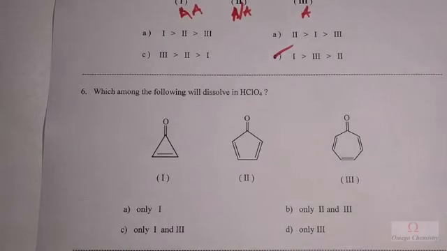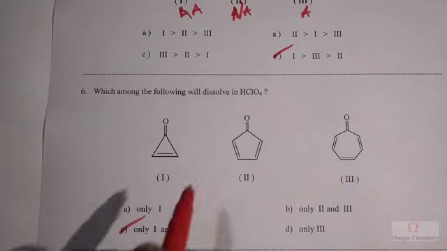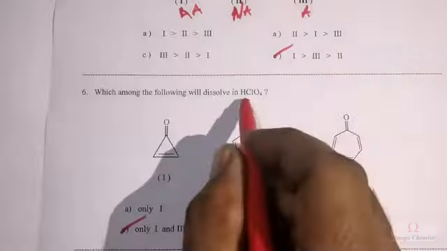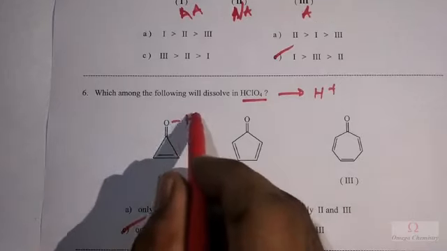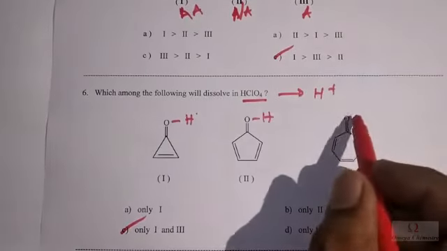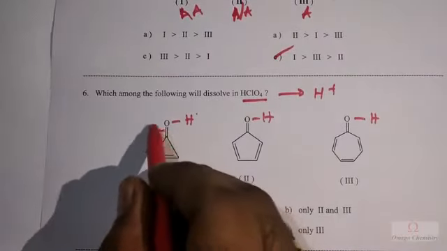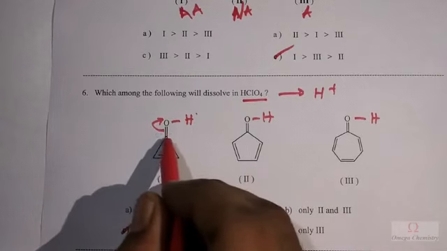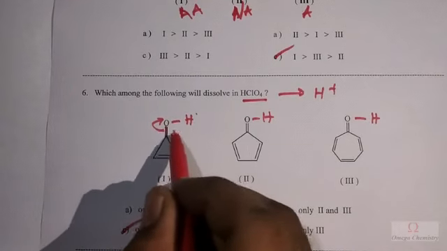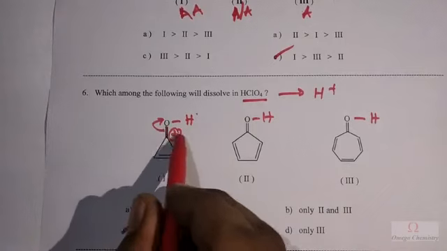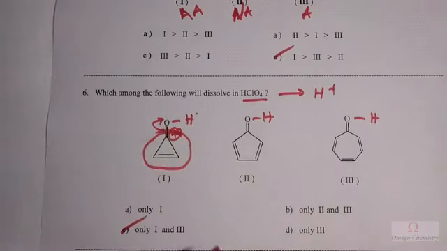Okay guys, the answer is option C. Compound 1 and compound 3 will dissolve in HClO4. Now this is an acid, which means it will release H+ ions. Now when an H+ ion comes and attaches here, hypothetically, immediately this bond will shift and become a single bond, and a positive charge will come on this carbon. Now this part will become aromatic.